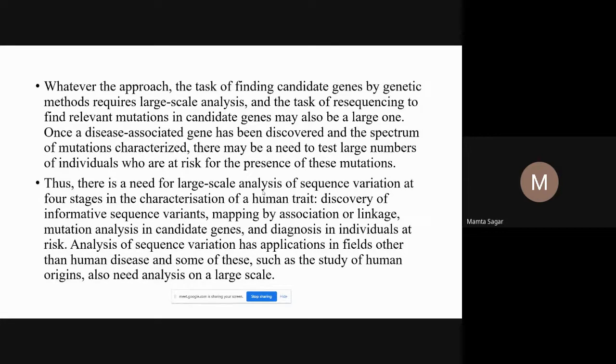If we have different kinds of sequences in the database, we can map them, and mapping is by association or linkage. That is a method, genetic mapping, which we use to map the genes. In genetic mapping, mutation analysis in candidate genes, and diagnosis in the individual, these are the four different levels. On these levels we can identify different sequence variants, because this information is available in the NCBI database, dbSNP. Like sequence variants, we can find out.